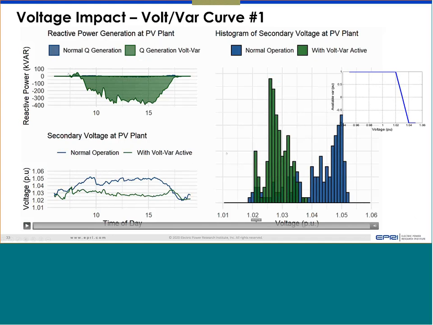It looks like only in the early morning was there a situation when it had to actually inject var, but the rest of the day it was absorbing var.